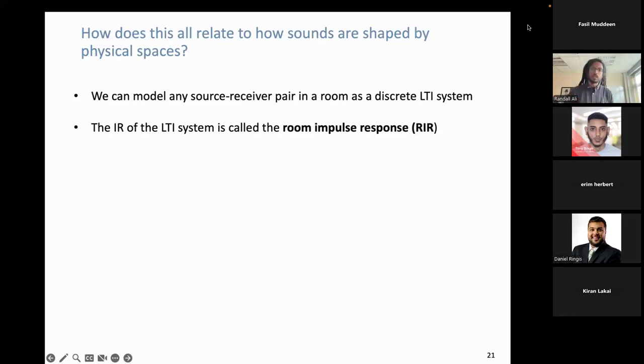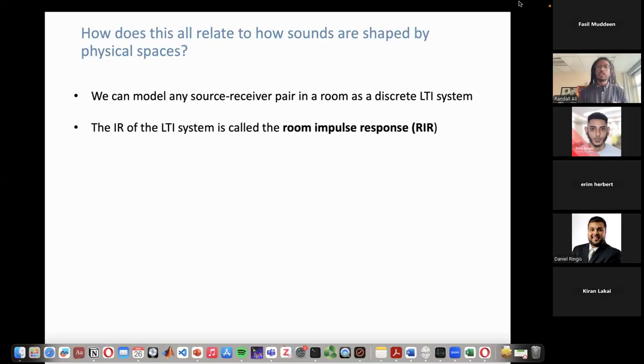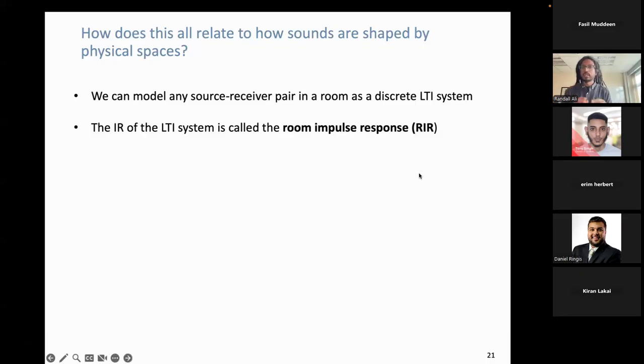because if we impose that model, it means that if we have the impulse response of that linear time invariant system, then we can synthesize or simulate any of the acoustics in the room from that position to the microphone position. For room acoustics, so understanding sounds in physical spaces, the impulse response is referred to as a room impulse response, or RIR. That's a common terminology that you'll see pop up in the literature, and I'll use this term throughout.